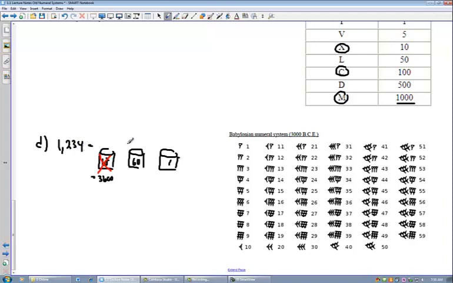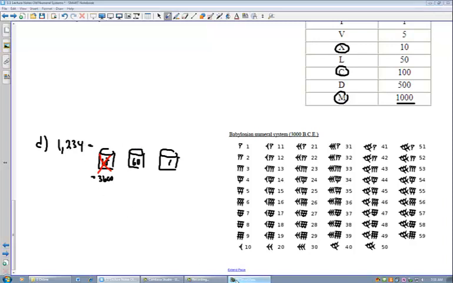So I ask yourself the question, and I usually do this with markers in class. How many markers should I put in this cup to represent 1,234 things? Well, if you put one marker in here, it's just 60 things. If you put two, it's two 60s. So the question becomes, how many times does 60 go into 1,234?